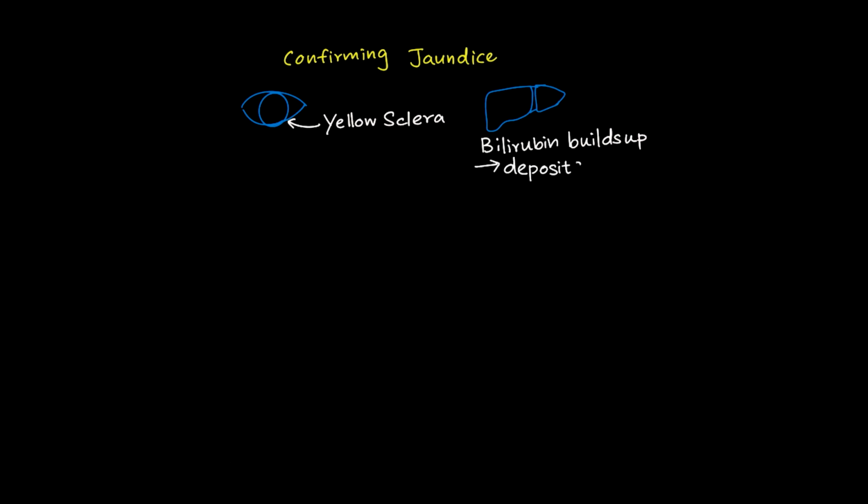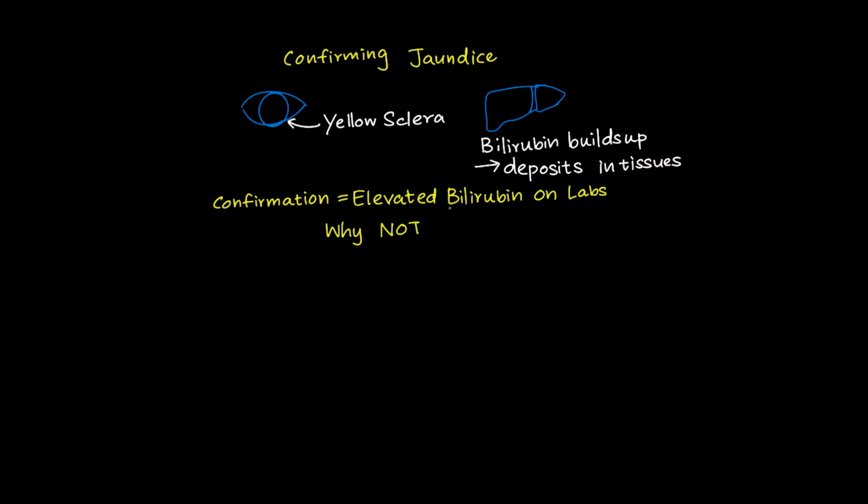Normally the liver processes bilirubin and excretes it through bile. When the liver isn't working properly, or there's a blockage, bilirubin accumulates and turns the skin and sclera yellow. The key confirmation? Elevated bilirubin on lab results. That's the definitive clinical backup. Now, why not the other options?